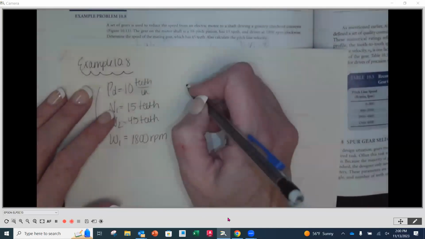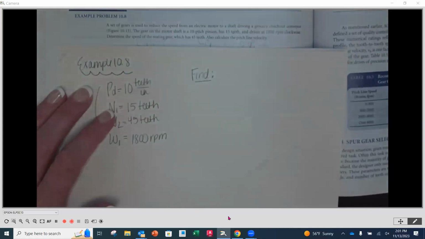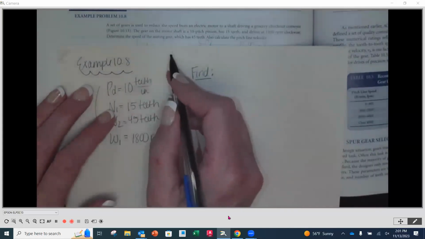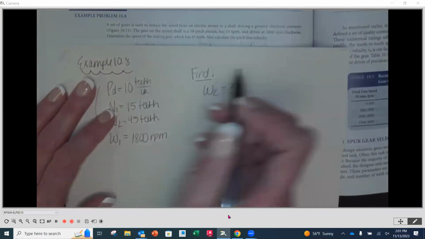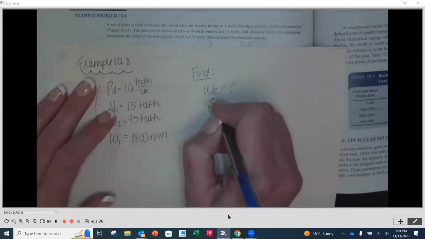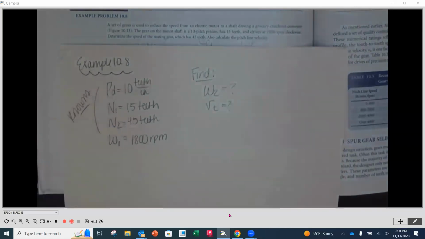And what we want to find is what the speed of the gear is, the rotational speed. We want to know what W2 is. And we also want to know the pitch line speed that is generated between those two gears, because they're rotating and in contact with one another. What is that value? So what's the best place to start then? What do we want to do?